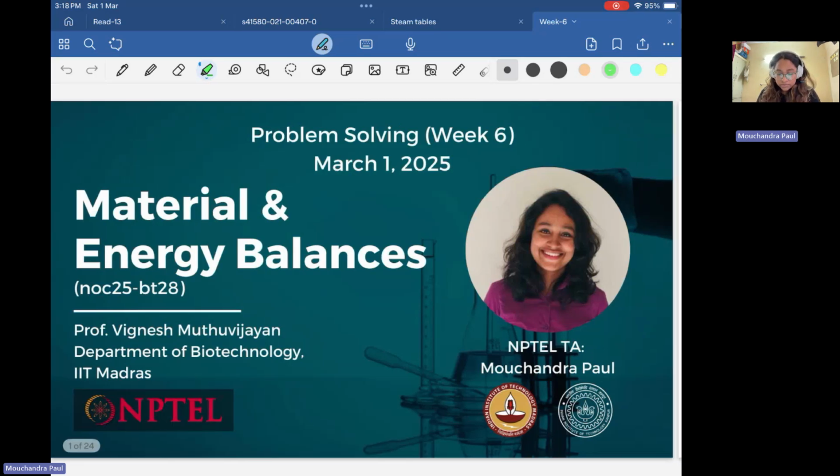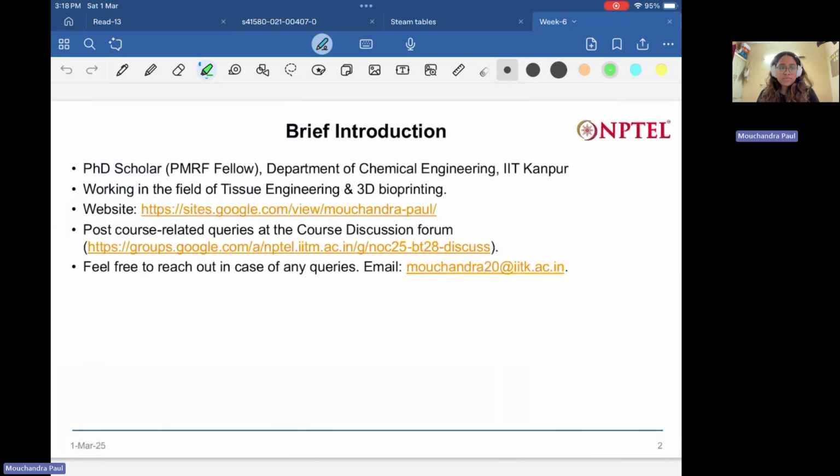So this week we will quickly brush up a very small concept in material balance and then start with energy balance topics.